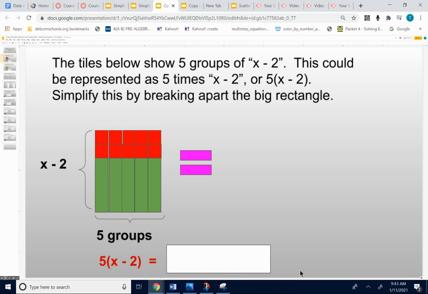Okay, this lesson is over the distributive property. We are going to use tiles to just kind of introduce ourselves to it, and then we won't use tiles anymore. Okay, this is slide 2.